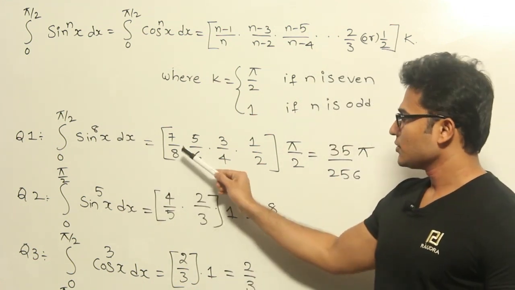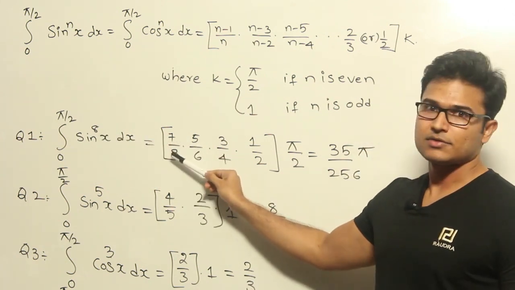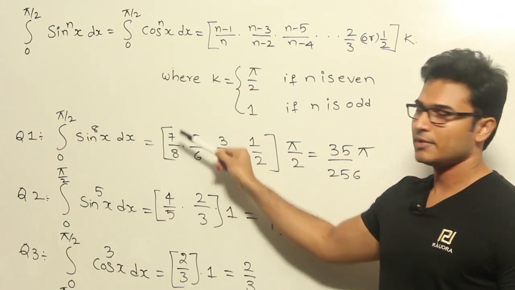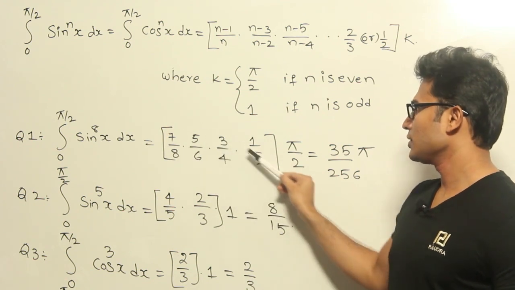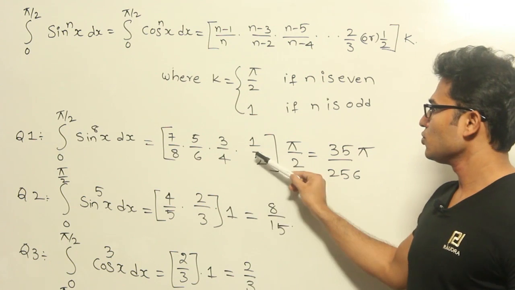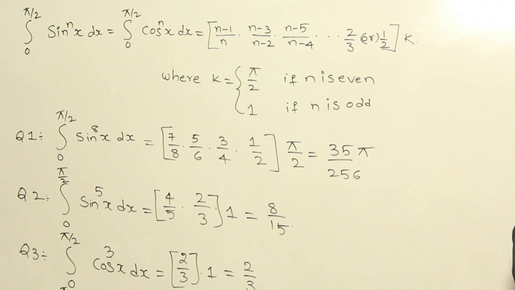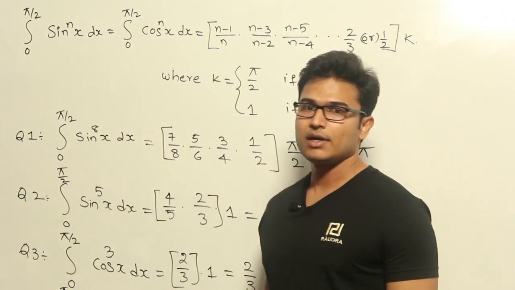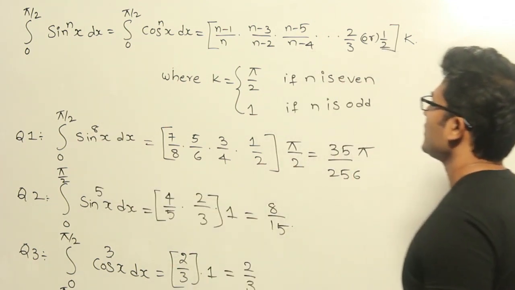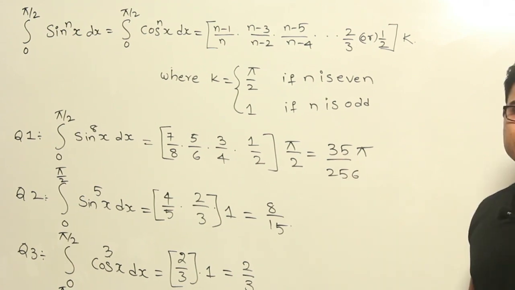So how are you going to do it? Here in this place n is 8, so 8 and then n minus 1, n minus 2, n minus 3, like that. So 8, 7, 6, 5, 4, 3, and finally we are going to reach 1 in this case, right? So when are you going to stop? Either you reach 1 by 2 or 2 by 3, then you stop. Then what is it that you multiply it with? That depends on what this number is, right? In this case, since the number is 8, which means the number is even, you multiply it with pi by 2. So multiplying with pi by 2, you got 35 pi by 256.